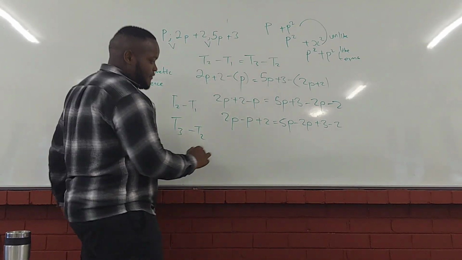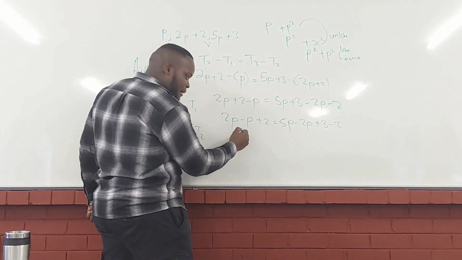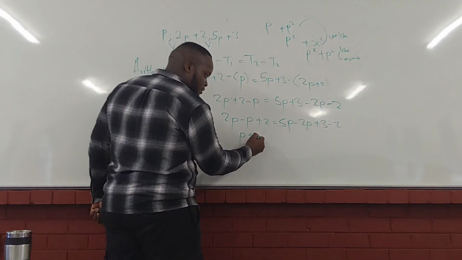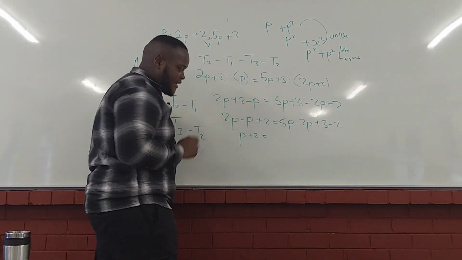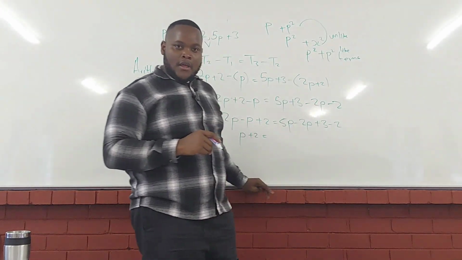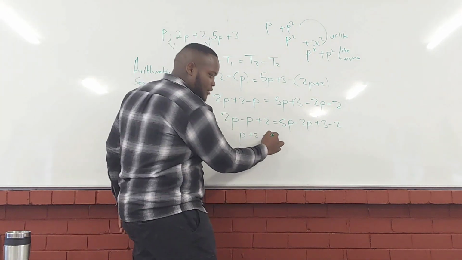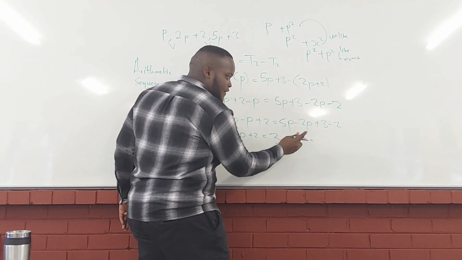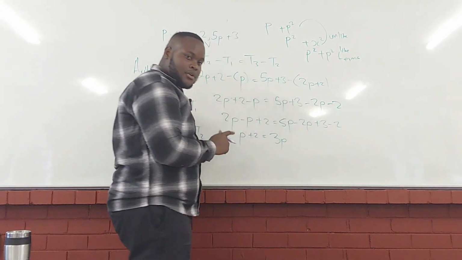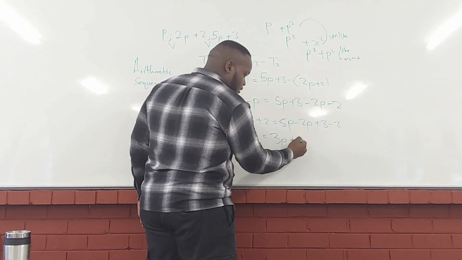Here, what is 2p minus p? I'm left with p, plus 2. Then on the right-hand side, what is 5p minus 2p? I'm going to have 3p. Then what is 3 minus 2? I'm left with positive 1, plus 1.